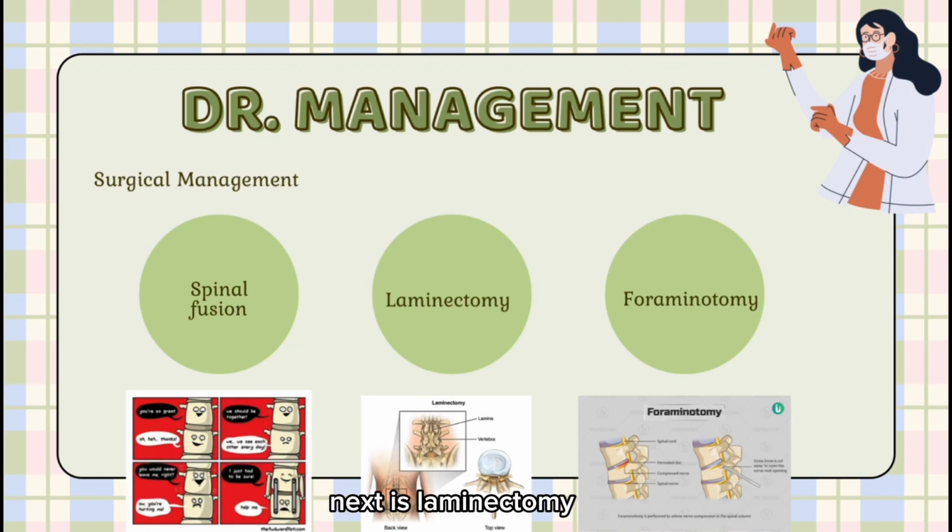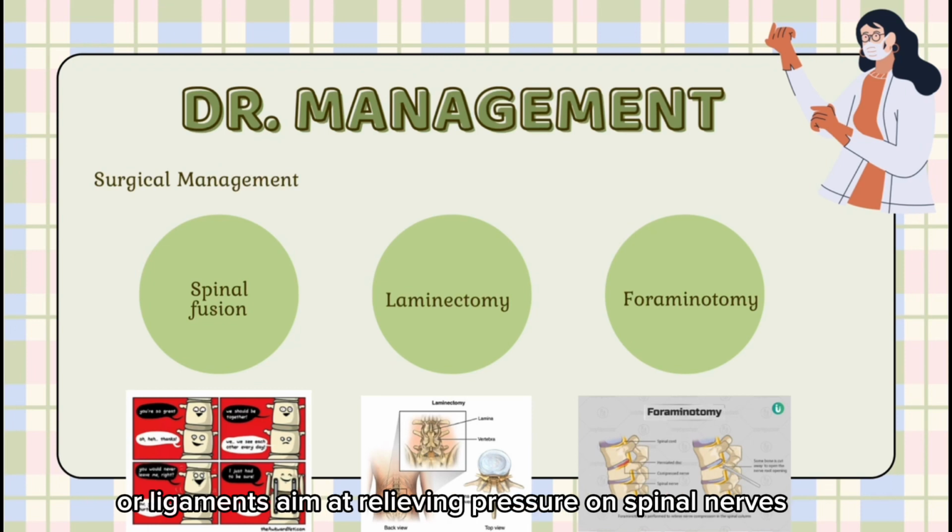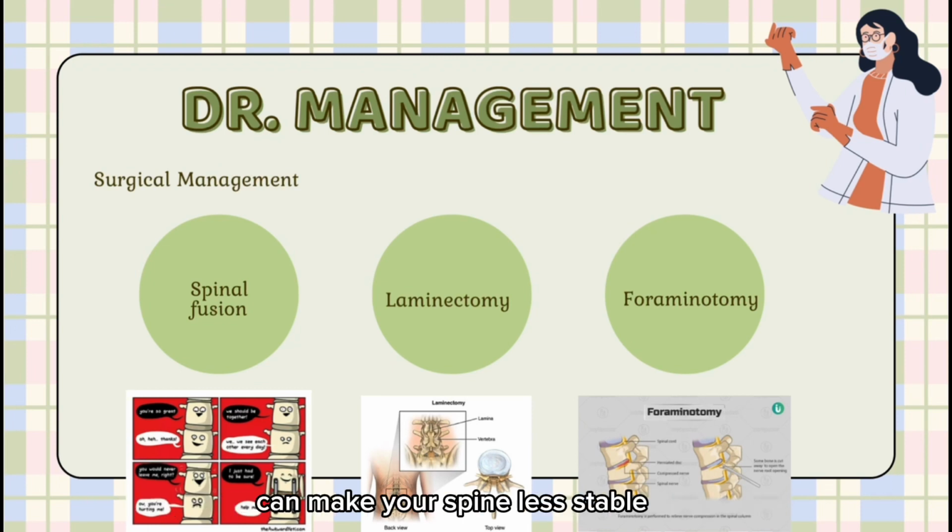Next is laminectomy. This is the most common surgery for lumbar spinal stenosis, removal of part of the bone spurs or ligaments aimed at relieving pressure on spinal nerve. It can make your spine less stable. Next is foraminotomy. This surgery is used to relieve pain associated with a compressed nerve in the spine.